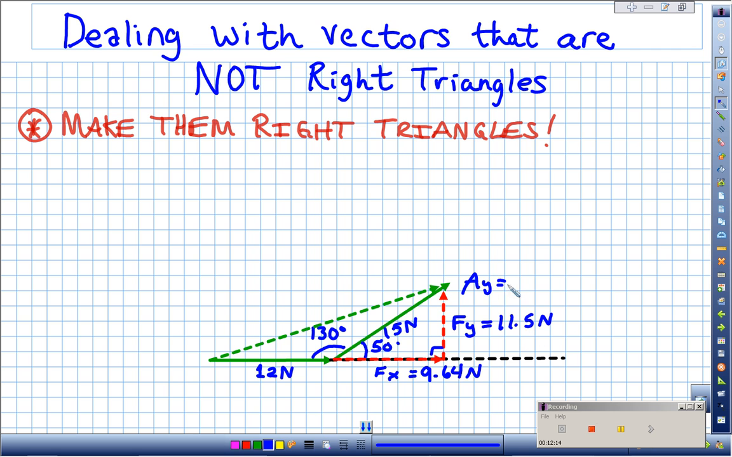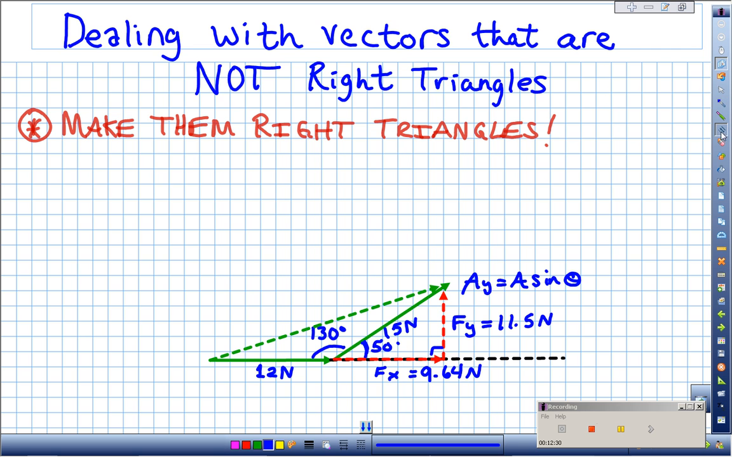Again, I used this equation, where the angle theta is this angle right in here, and you should find by similar methods that the horizontal component of this 15 Newton vector is 9.64 newtons.